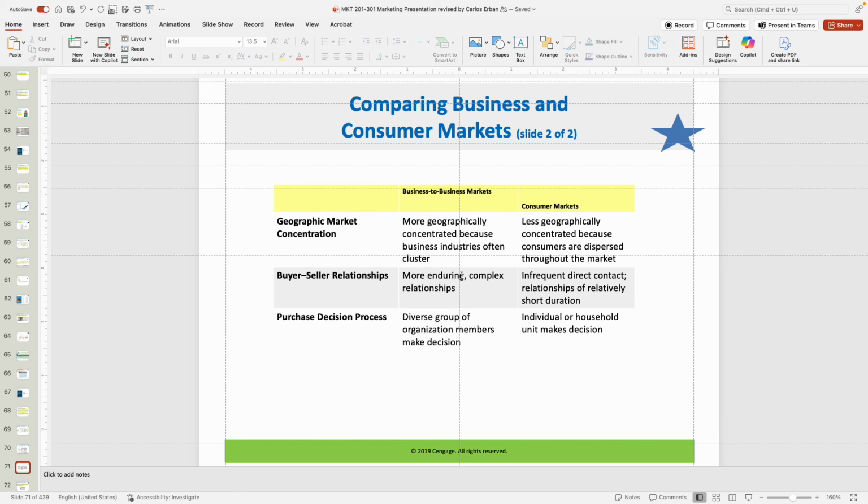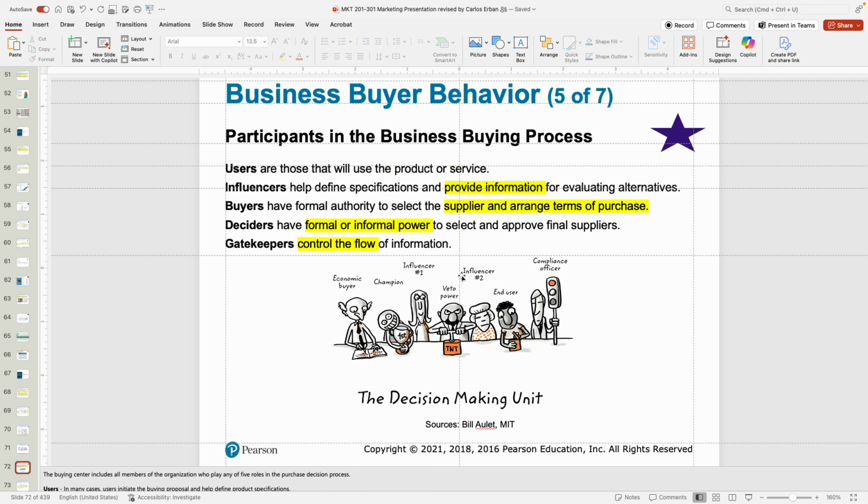Purchase decision process can involve many different people, right? If somebody's selling to University of Miami, maybe you have IT, you have the faculty, students, the president. So the decision-making unit, you have users, influencers, buyers, deciders, gatekeepers. So business to business can be very complex.